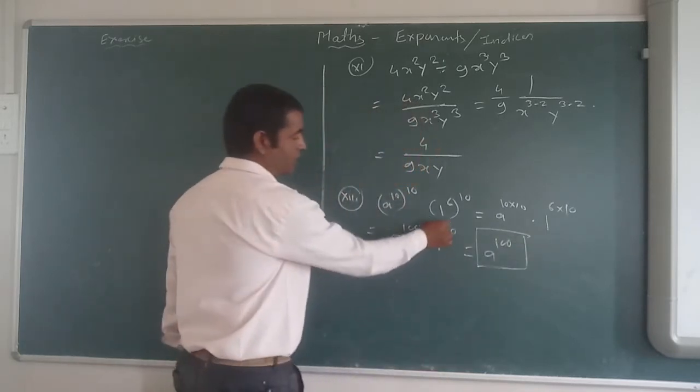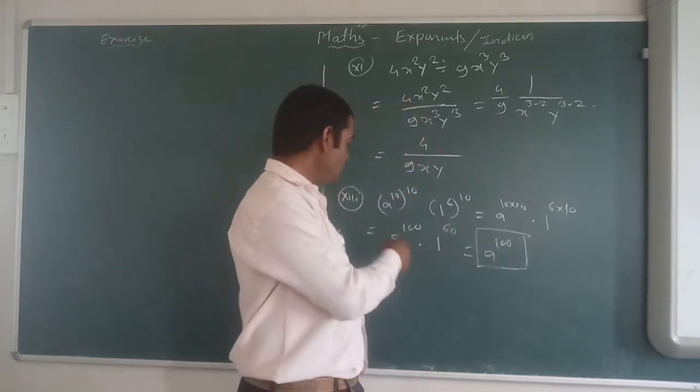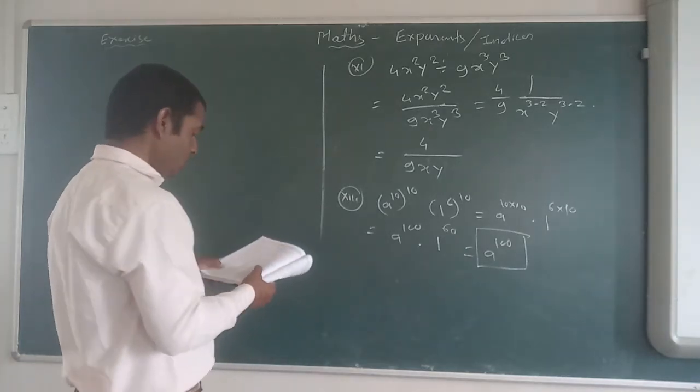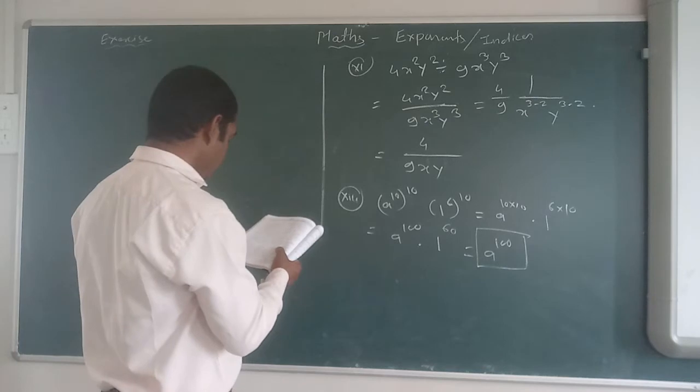Got it now? That means this a raised to 60 will be 1, and 1 into a raised to 100, the answer will be the same, which is a raised to 100. Got it now? After 13, we will take question number 15.